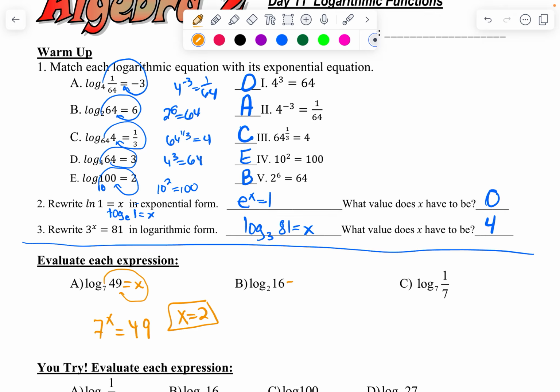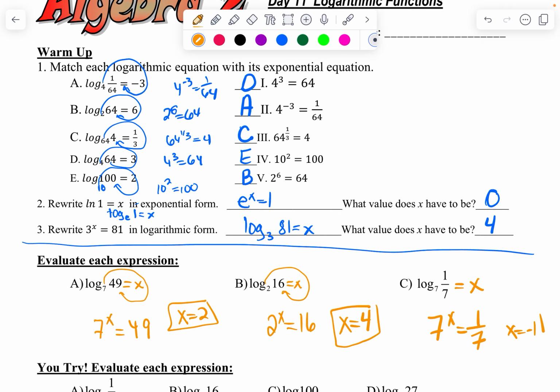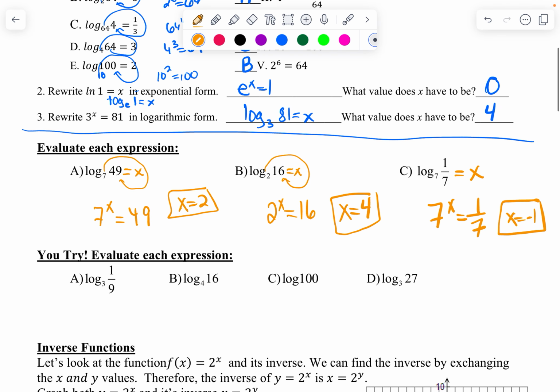Okay, same thing here. We're going to set this equal to x, swoop around, so I get 2 to the x equals 16. So then you have to think for a minute back to that unit when we were doing these, and you get 4. This next one, set this one equal to x. I have 7 to the x equals 1 over 7. So exponential again, to move that to the bottom, that would have to be a negative 1. Okay, so pause for a second, and you guys try this next part.